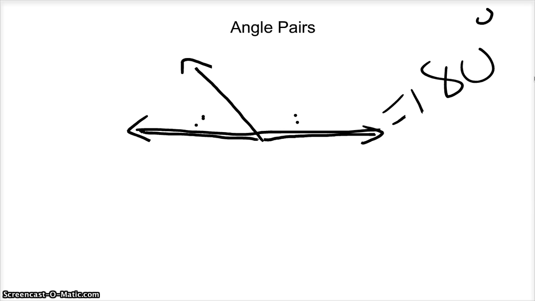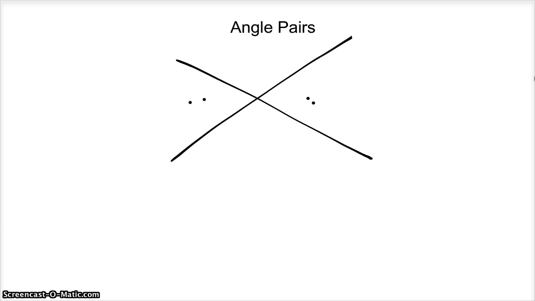Okay, vertical angles. Vertical angles are non-adjacent angles, so they do not touch. Non-adjacent angles formed by two intersecting lines. So, for example, I think of it like a big X. And the ones that are right across from each other, they would be vertical angles. Or these would be vertical angles. Notice that I put arc marks here, which means that they are congruent. Vertical angles are congruent.